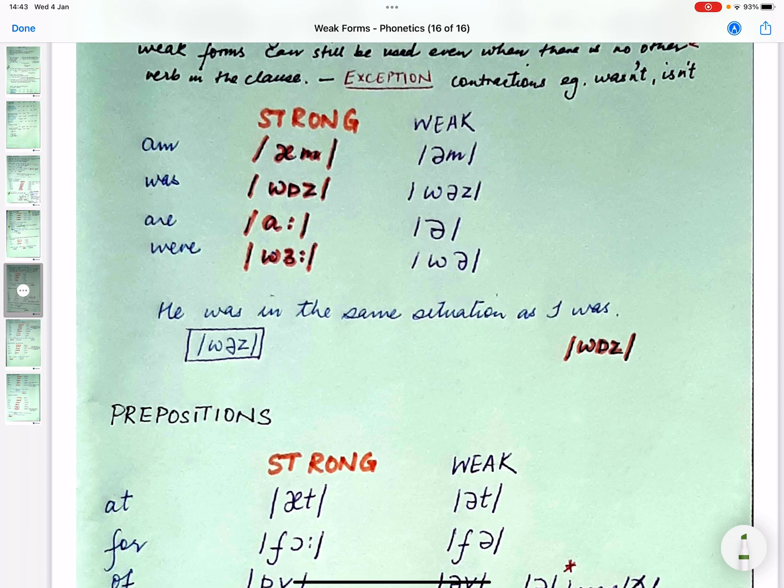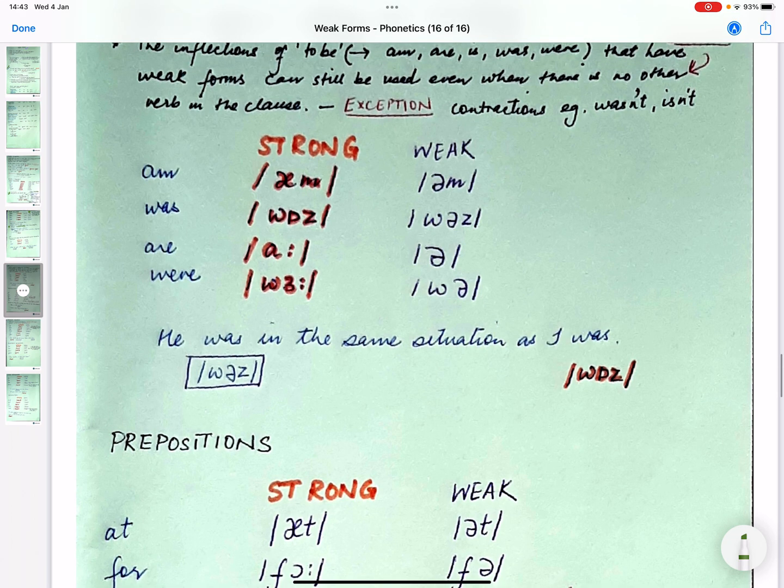Let's have a look at an example. He was in the same situation as I was. So you can see that the first was is in its weak form, and the second one is, because it's at the end of a phrase or of the sentence, you use the strong form.